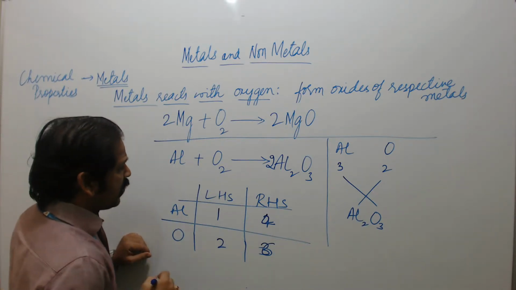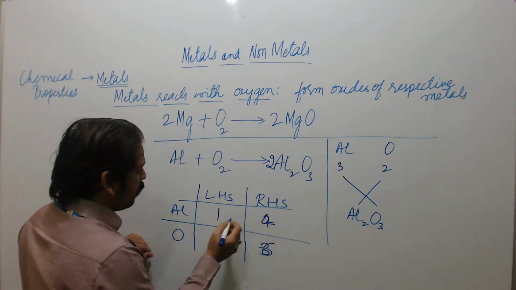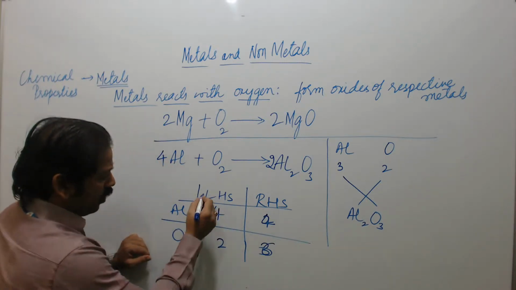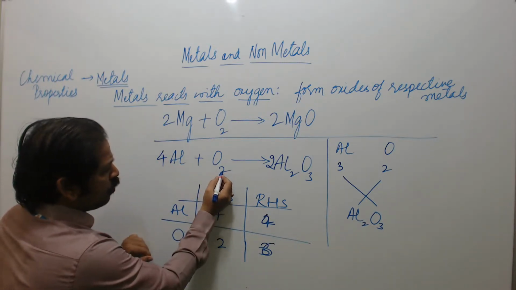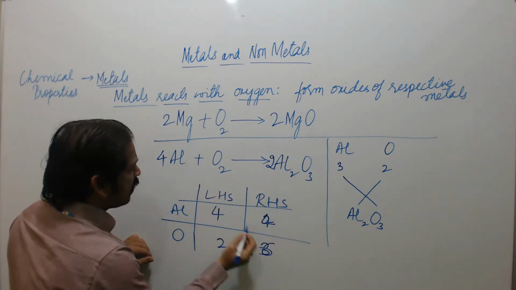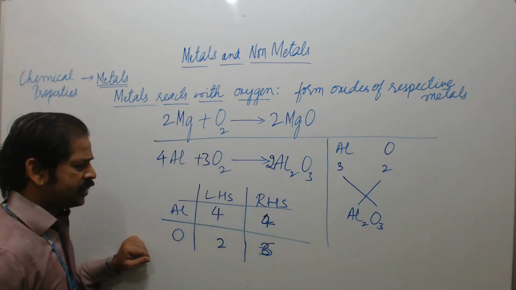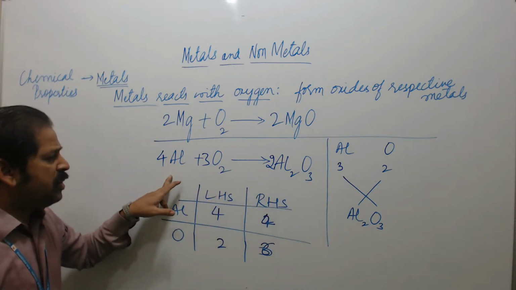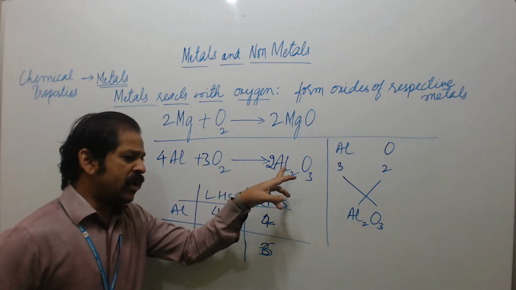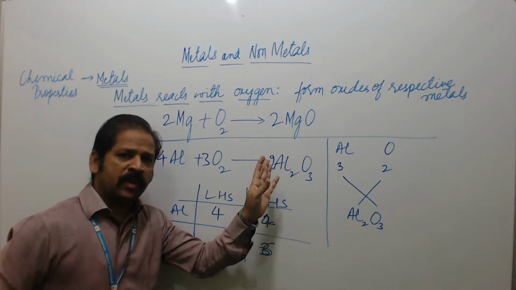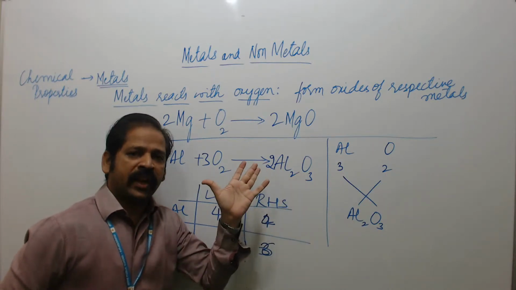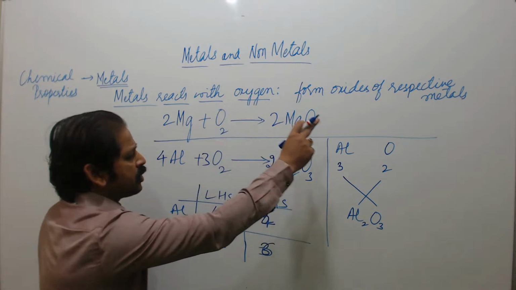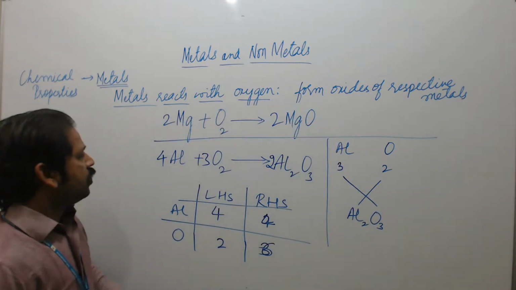Now, left side oxygen and aluminium. Aluminium 1 is there, so 4Al. Oxygen 2 is there, so 3 O2, and the right side 6 is there: 3 twos are 6. Now it is balanced. Aluminium reacts with oxygen to form aluminium oxide, and you have to heat the aluminium strongly to get aluminium oxide. Yes, that is about the reaction.